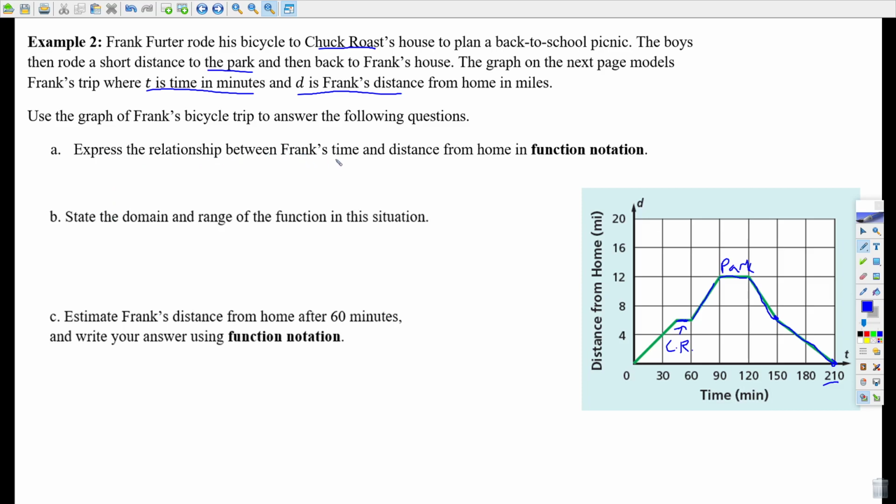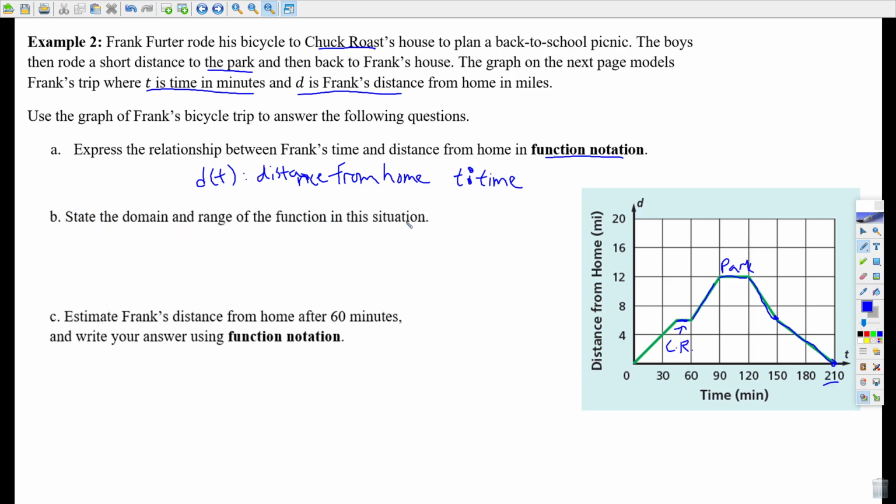Okay, express the relationship between Frank's time and distance from home in function notation. It did say D is Frank's distance, so we're going to use that. We're going to use D and T, so kind of like before, I'm going to say it's D of T. So this would be his distance from home, and T is time. So that's D of T notation, or function notation.